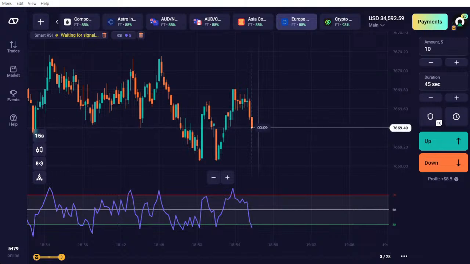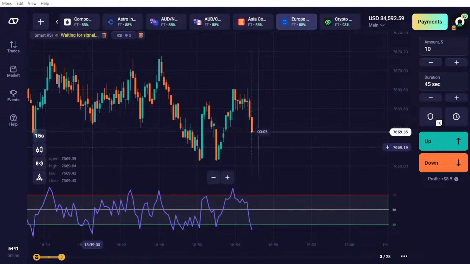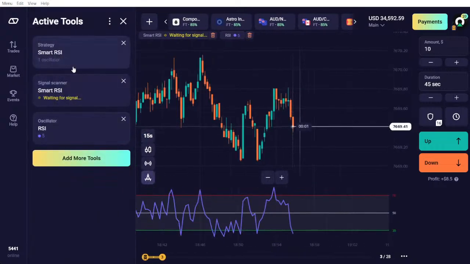Rakesh ji, check the title, SMART RSI or SMART RDI. Sir, it's RSI. So it's RSI.